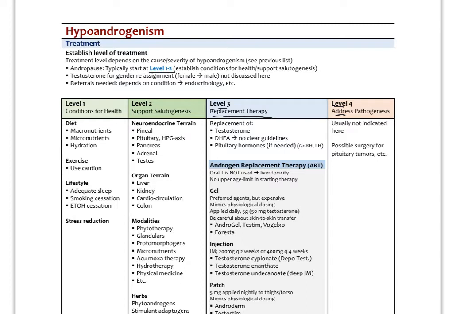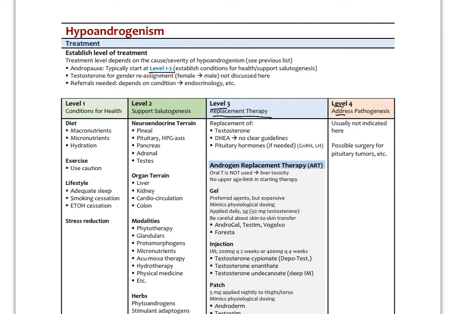I'm not going to talk about testosterone for gender reassignment for female to male transition. That's a kind of a specialized topic, partly because in that case we're using supraphysiologic levels of the hormones. And that kind of involves a whole different thinking around that. So I'm going to just approach more the typical conditions we'll see that might require low androgens. We might need referrals depending on the condition to endocrinology or so forth. So we'll go through that with each one.